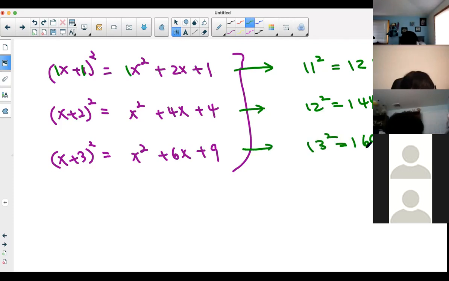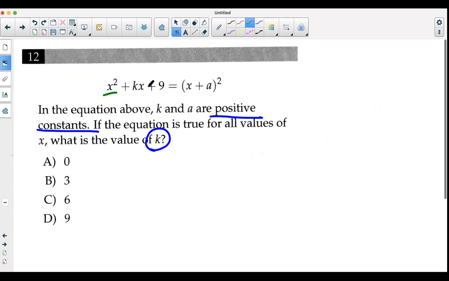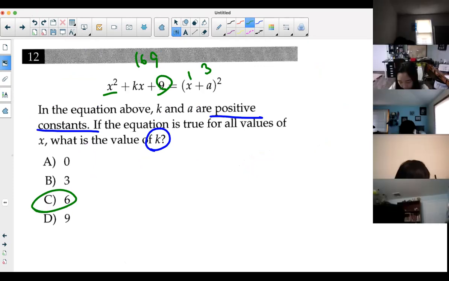So if you have that in your mind, guess what, guys? When I look at the question, oh, 1 something 9, this must be 169. And this is 13. Therefore, the answer is 6. That's what k is right away. How about that, guys? Is that clear, guys?